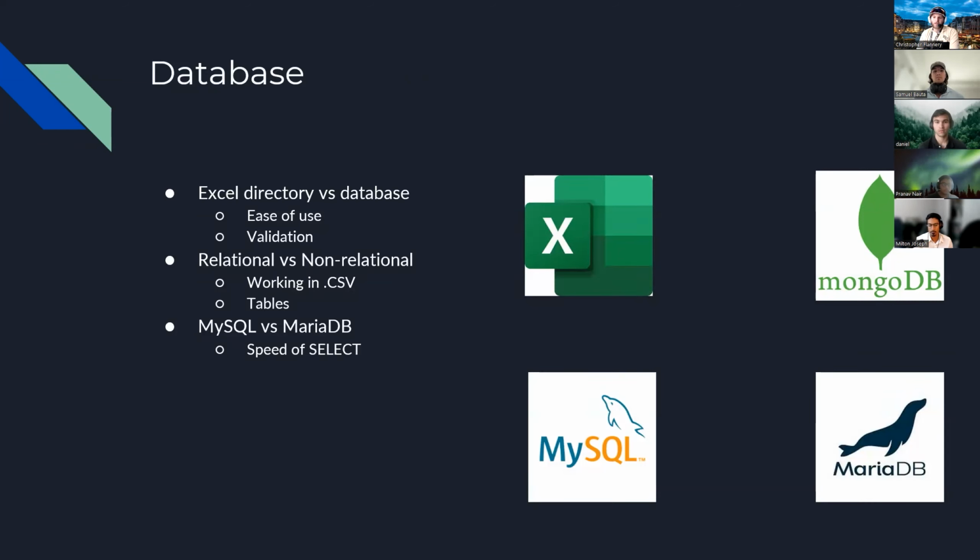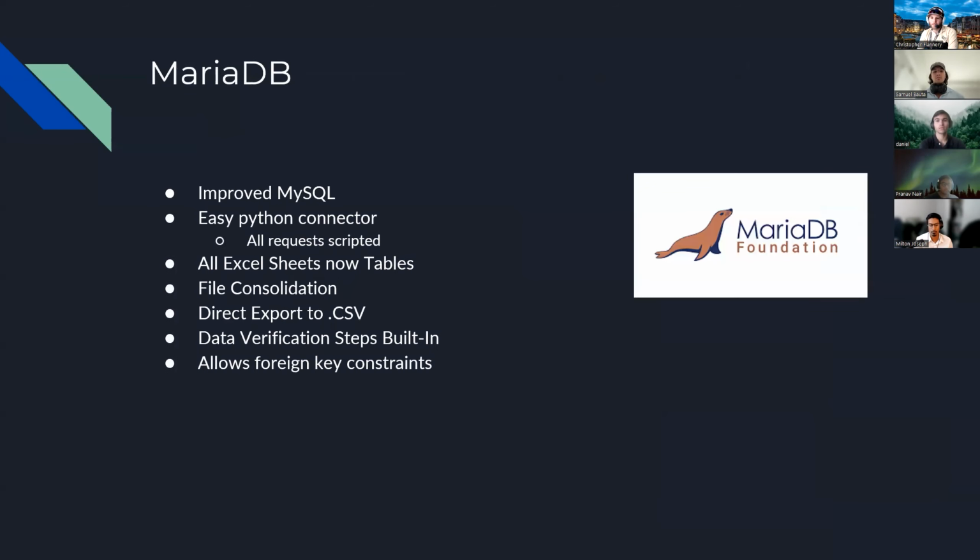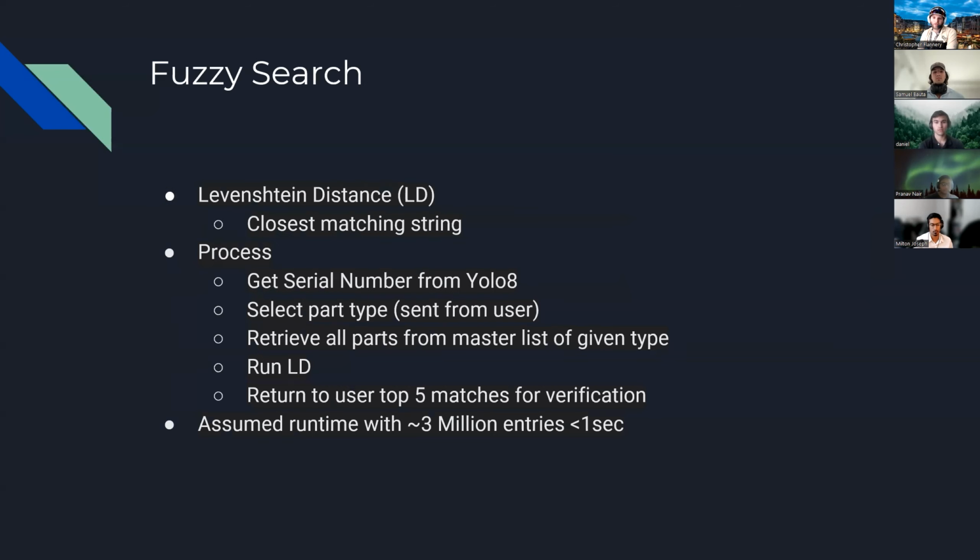For our database, we decided to actually move to a database instead of just using Excel sheets and CSVs. We looked at MongoDB and MySQL, but neither of them were as powerful or as useful as MariaDB. MariaDB is an improved version of MySQL. It worked in Python, which was great for our backend, which is completely written in Python. We could move all of our Excel sheets into tables, and we can directly export to CSV. And with the foreign key constraints of MariaDB, we allowed for data verification at the server level.